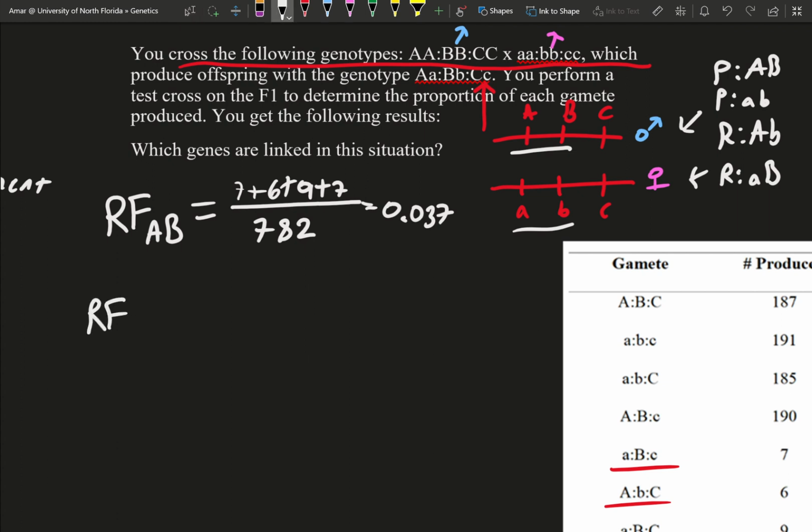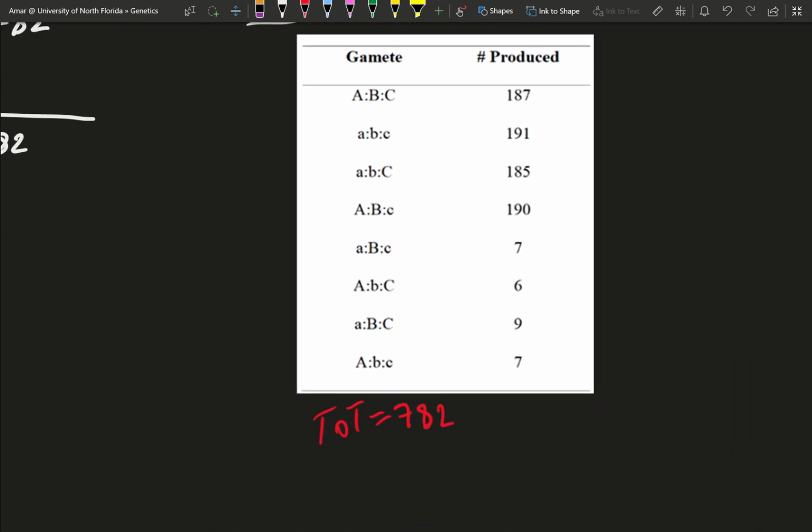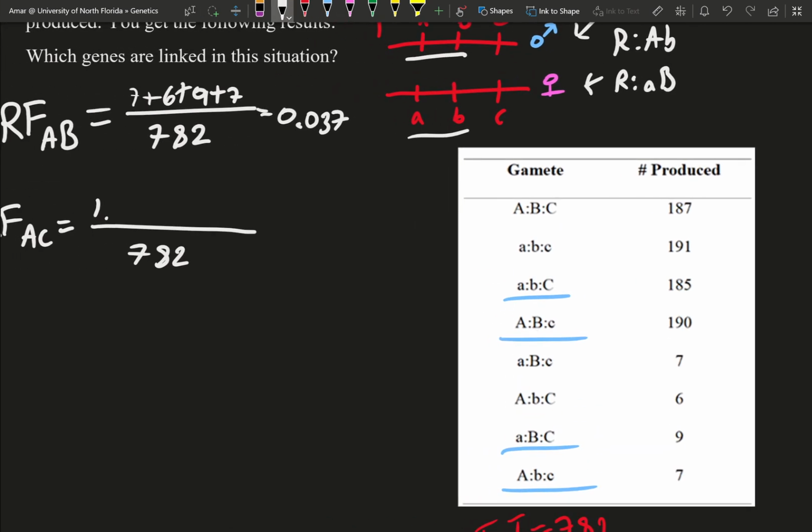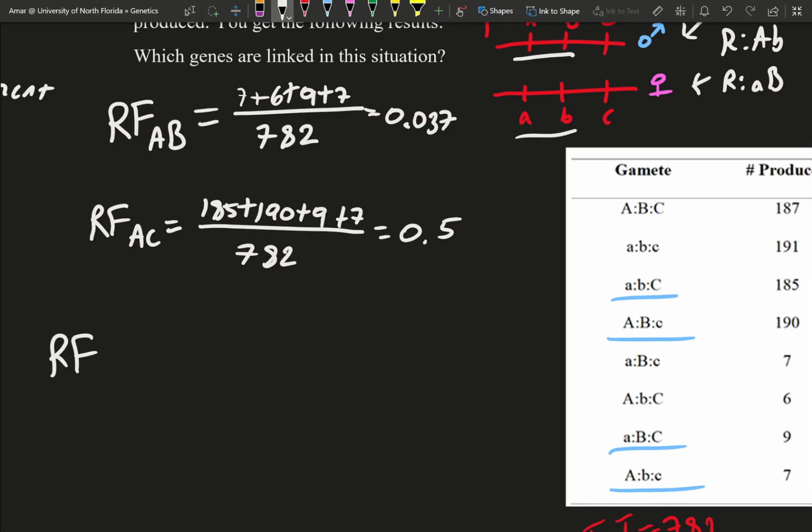So now we need to figure out between A and C. Same exact mechanism. What we're looking for is the recombinants big A, little c, or little a and big C. So one right there, one right there, one right there, and then one right there. So what we have here is 185 plus 190 plus 9 plus 7, and we get a recombination frequency that is equal to 0.5. Cool. Like I said, we want to do every single possible combination, so between B and C.